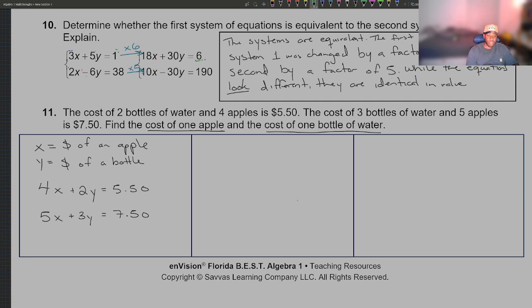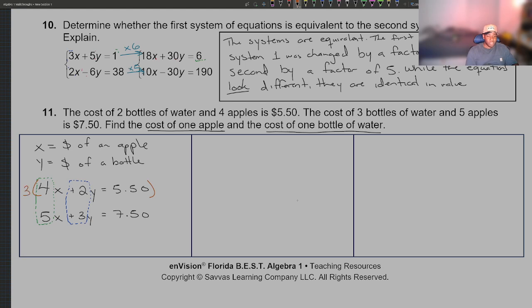And what I notice if I'm looking at the coefficients for x, their LCM, their lowest common multiple, is going to be 20. And if I look at the coefficients for y, their LCM is a little bit lower, right? The lowest common multiple between 2 and 3 is 6. So I'm going to decide that we're going to set these up for elimination of the y variable. And the way to make that happen is we're going to multiply the top by 3.